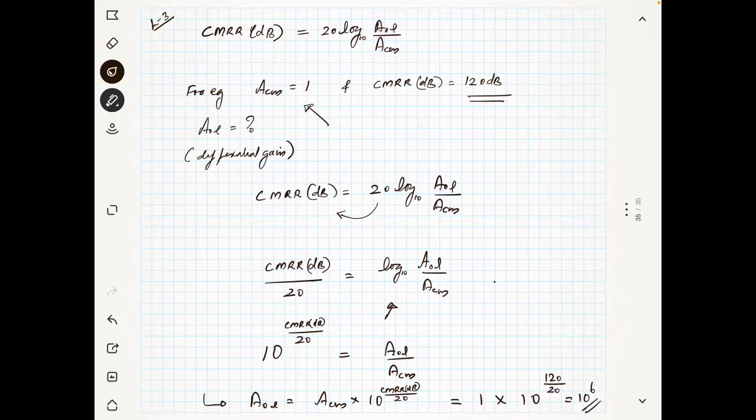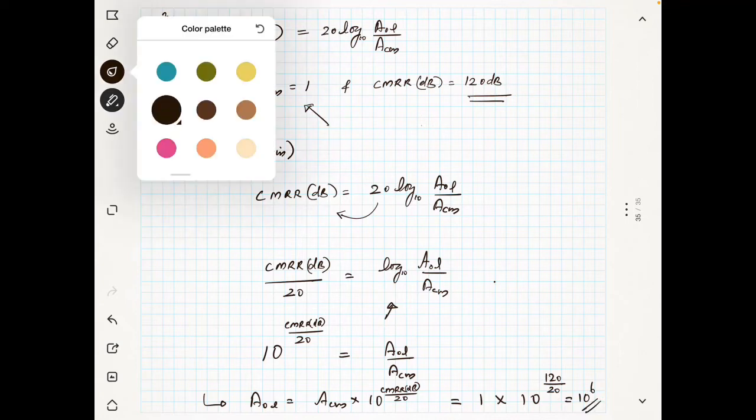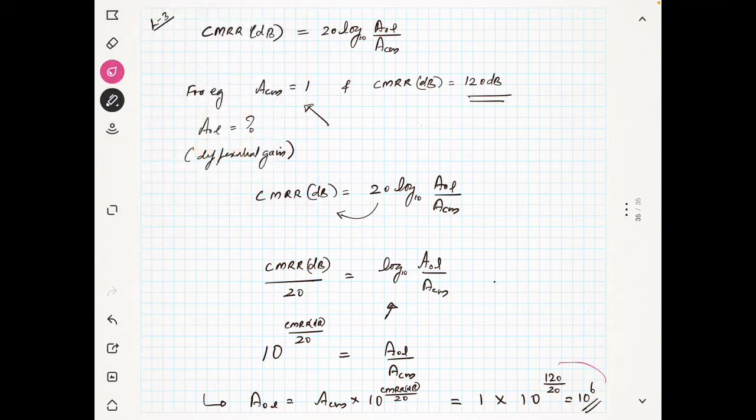It is a very, very large number. So usually for the operational amplifier, the common mode rejection ratio will be high, and also the open loop gain, or we can call this another name, the differential gain. So we will usually be forgetting about the common mode gain.